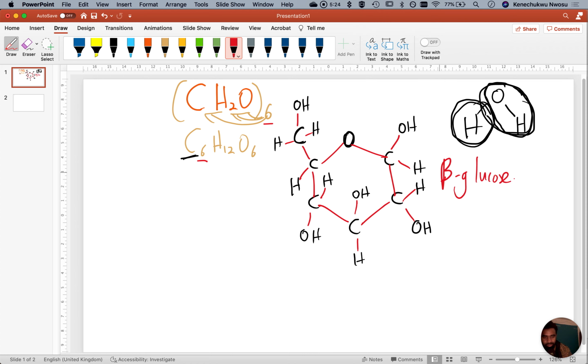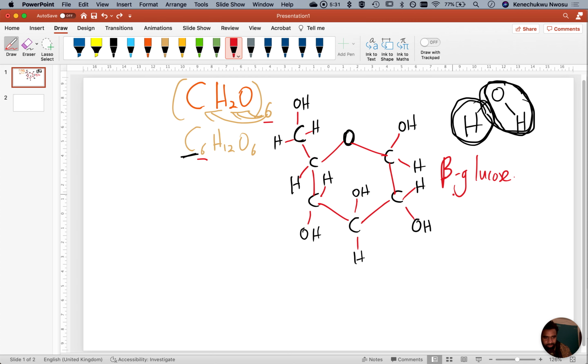Okay, beta glucose. You might see it written as D beta glucose, which means dextrorotatory beta glucose. It doesn't matter. All you need to know is beta glucose. Okay, and then now I'm going to draw alpha glucose, but don't be scared, it's exactly the same.